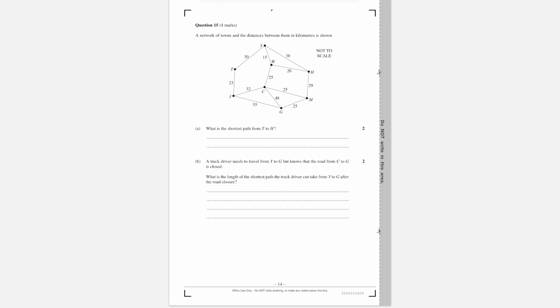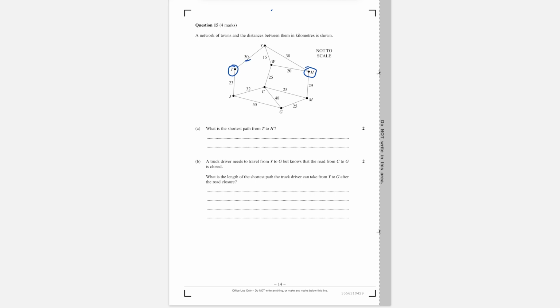All right, question 15. A network of towns and the distances between them in kilometers is shown. What is the shortest path from T to H? Okay, so just checking out T and H on our diagram, we want to choose the most direct path. It's probably going to be the shortest one.